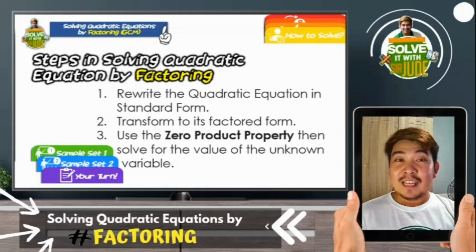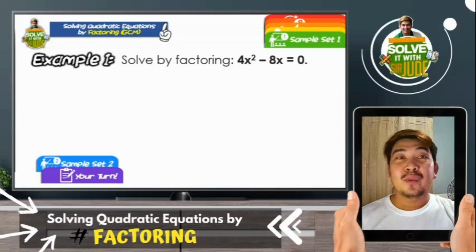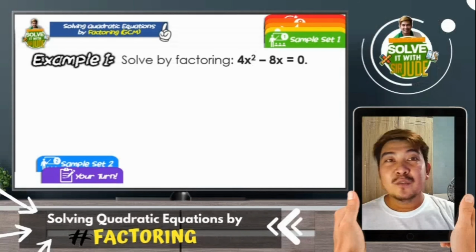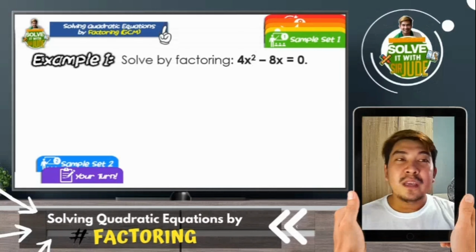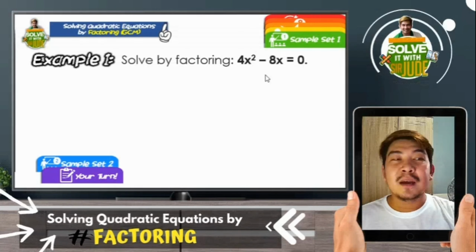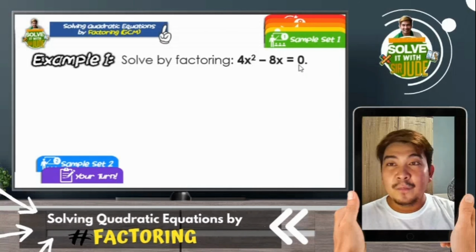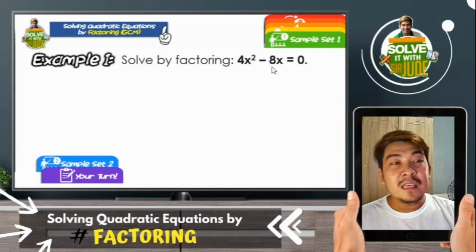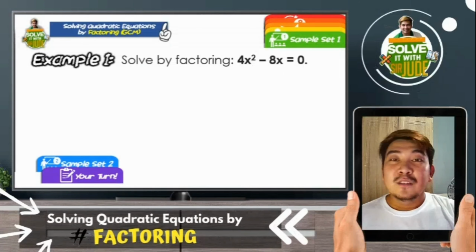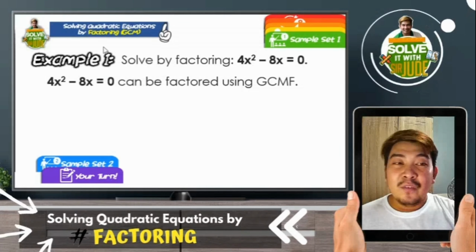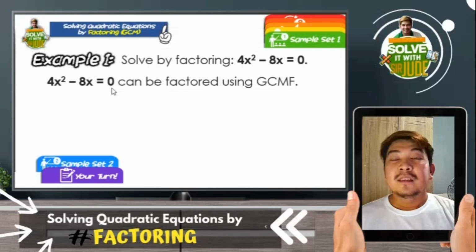So, simulan na natin. Example number 1. We are given 4x squared minus 8x is equal to 0. Ano kayang factoring technique ang pwede nating i-apply given 4x squared minus 8x is equal to 0? If you can see, merong something na pwede sa kanilang i-factor out. So, we can use GCMF to factor out 4x squared minus 8x is equal to 0.